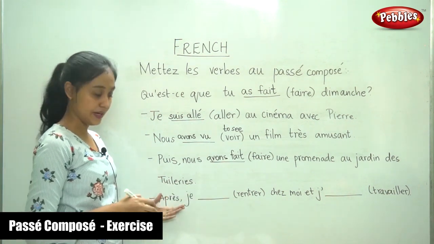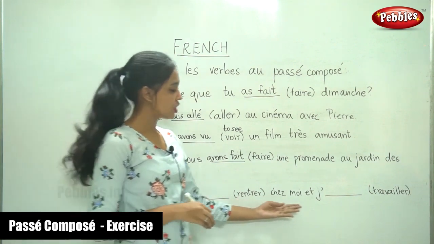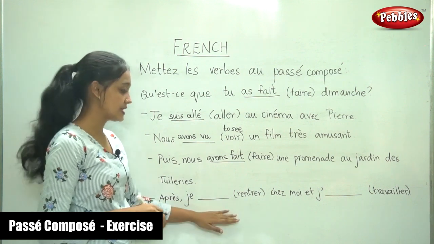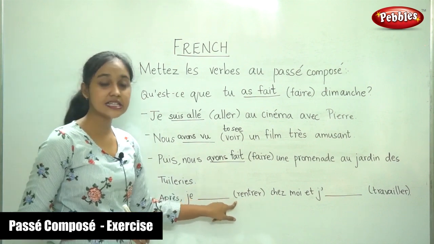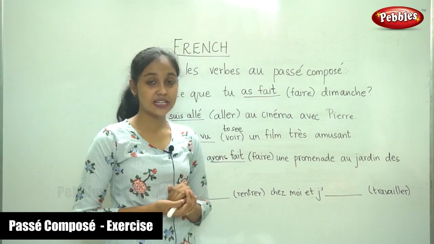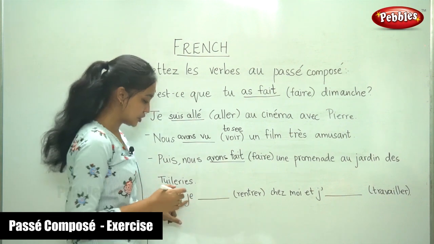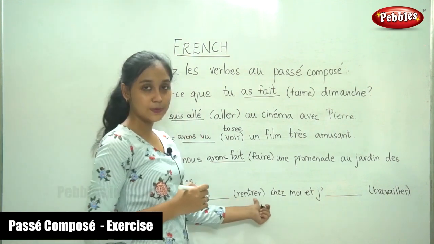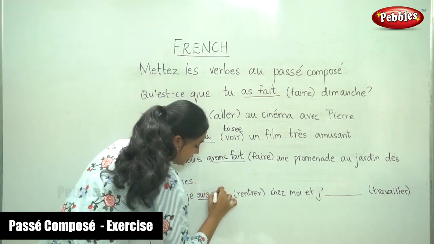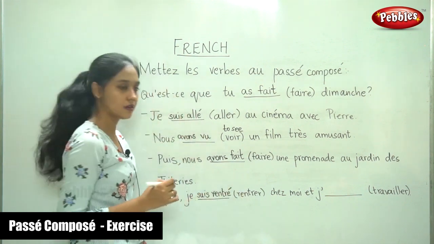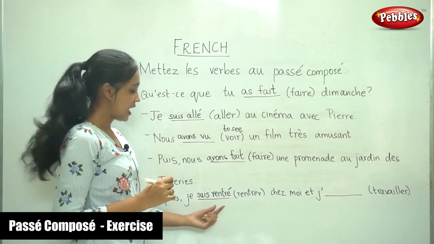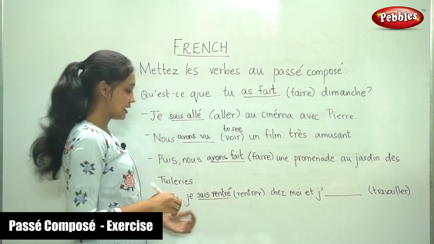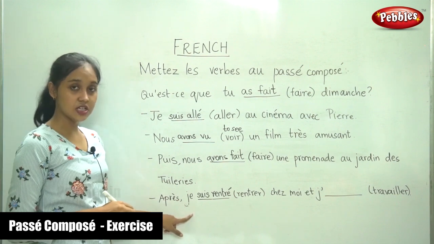Now the last sentence. Après, je dash rentrer chez moi et je, and in the bracket it is travailler. Now let us first fill in this first blank. What is the verb here? It is rentrer. It is a verb of motion. So what would it take as the auxiliary? It would take être. So for je, the être conjugation is suis. Je suis. And the past participle of this verb, it is an er verb. So you know how to write the past participle. So je suis rentré. And whenever you use the être as the auxiliary, you have to make sure there is an agreement. So here also the subject is je, so you have no problem.